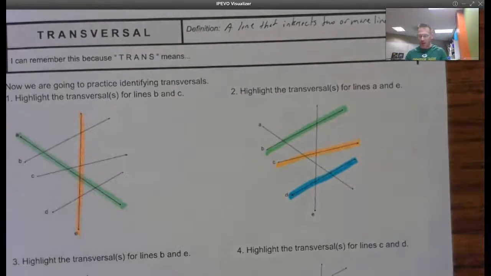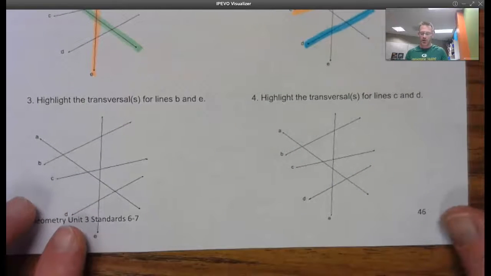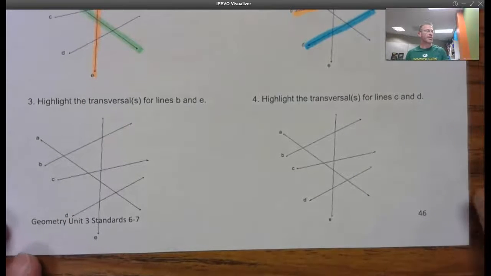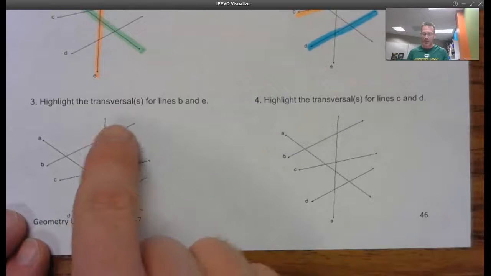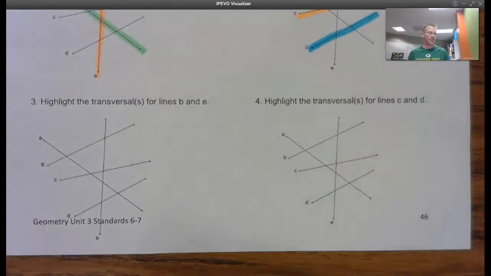So what I would like you to do now is try to do 3 and 4. If you don't have a highlighter, grab a highlighter. I should have said that before we started this part, but pause the video. Highlight the transversals for B and E in number 3, and then highlight the transversals for C and D in number 4, and then we'll see how you did.